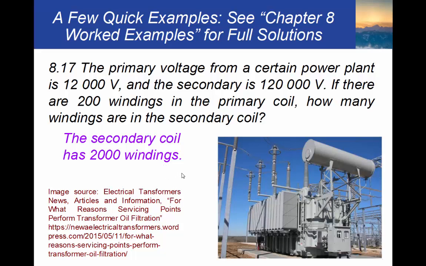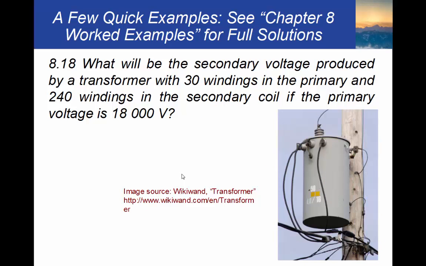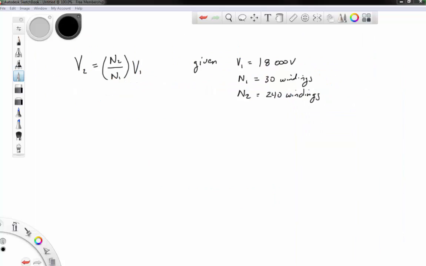All right, so that's our first transformers question. Let's look at another one. In this other one, we have that the secondary voltage is going to be produced by a transformer with 30 windings in the primary and 240 in the secondary, and the primary is 180,000 volts. We want to know, what is this secondary voltage going to be?